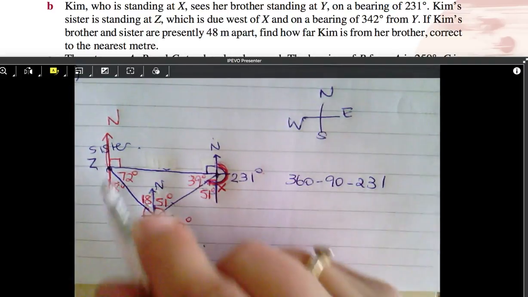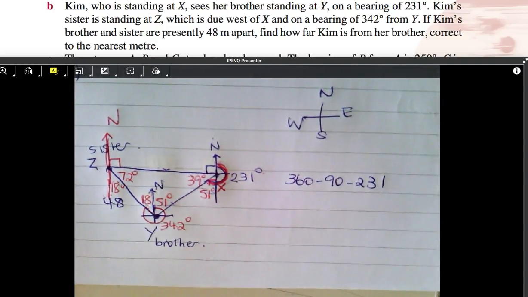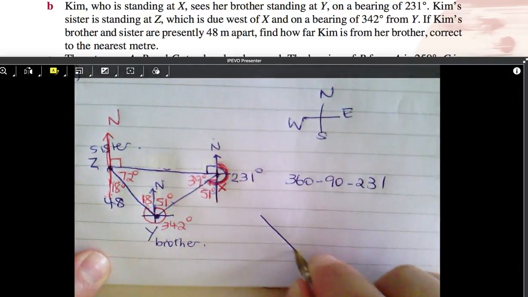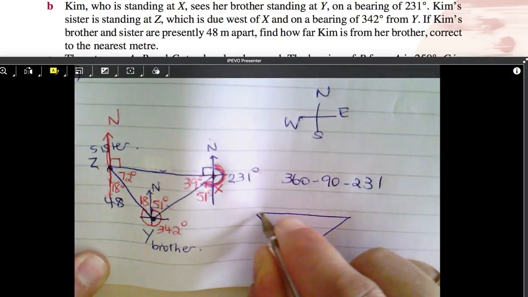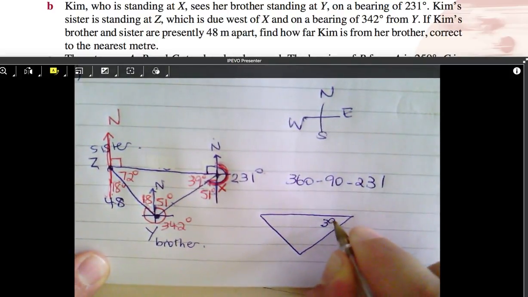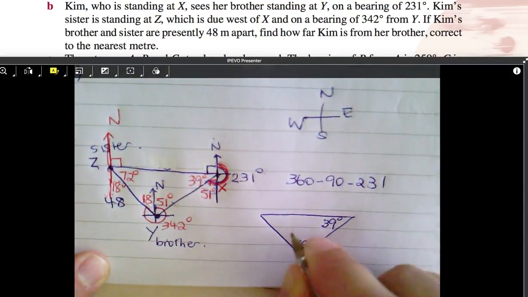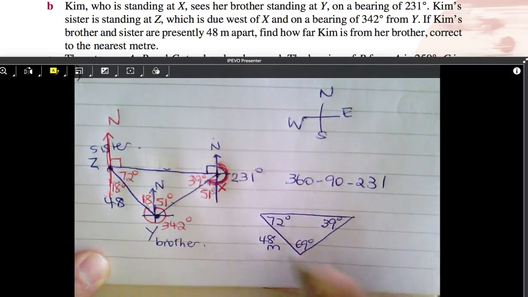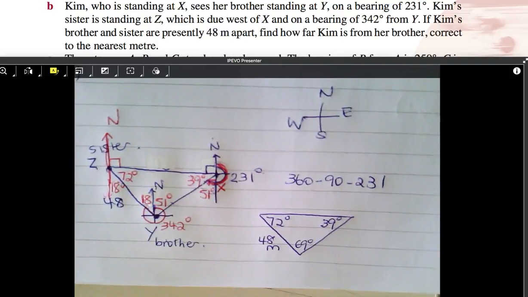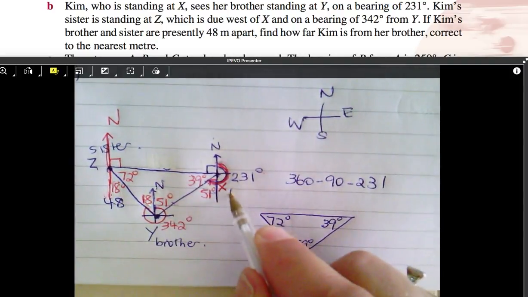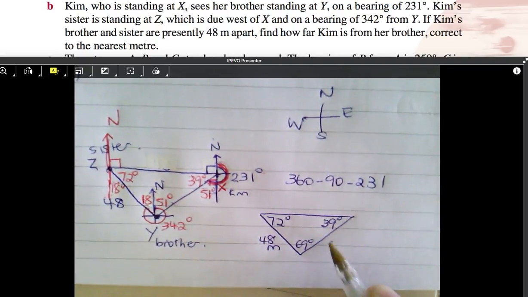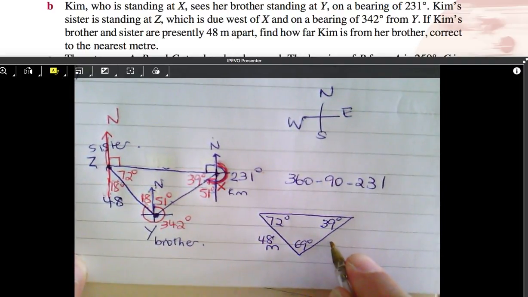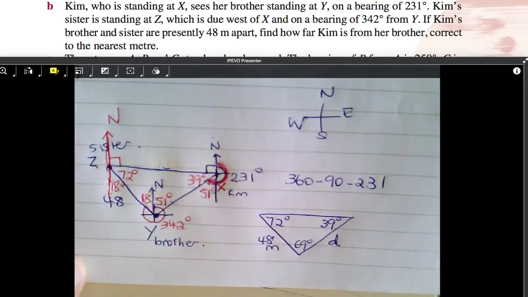Girls, every time you've got a position, you are allowed to put a north sign there. So what do I have? I actually have a triangle that looks like this with 39, 69, 72, and this is 48 meters. Now, the question is, how far is Kim, that's Kim, from her brother? They want you to find this distance. I'm going to call it D.